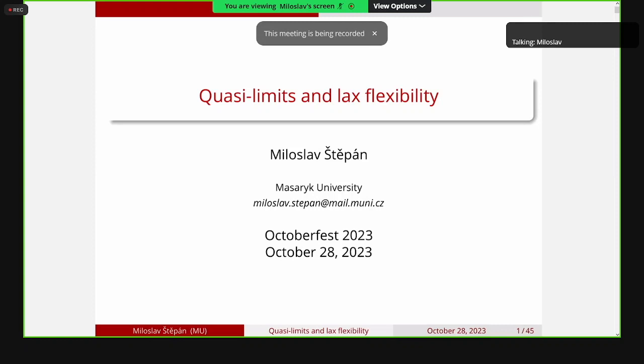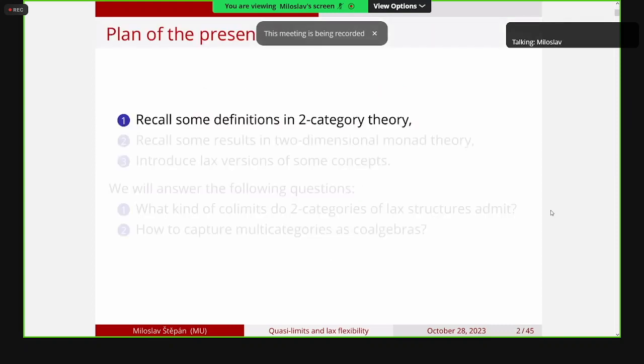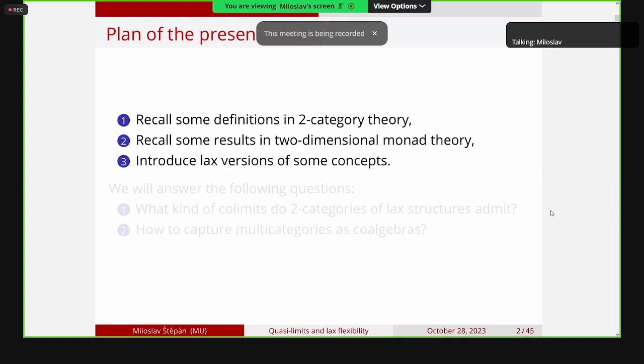Thank you for this opportunity to speak at this seminar, or conference rather. First, I will basically be talking about some two-category theory, and to be more specific, some two-dimensional monad theory and some lax versions of some pseudo concepts. First, I will recall some definitions in two-category theory. Then I will recall results in two-dimensional monad theory. And then I will talk about lax versions, as I said.